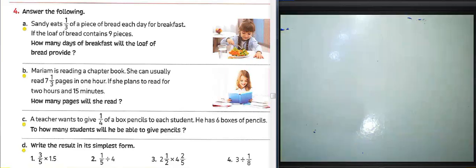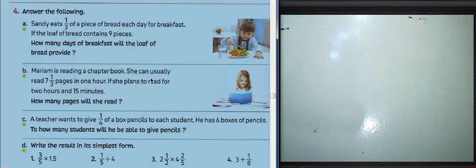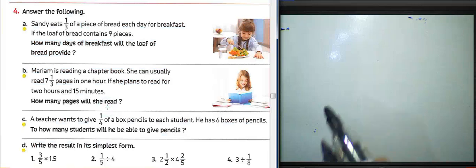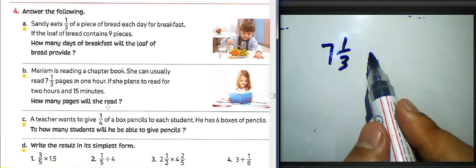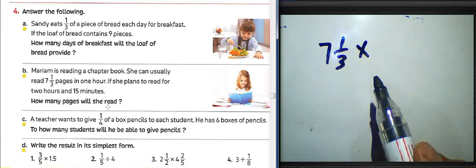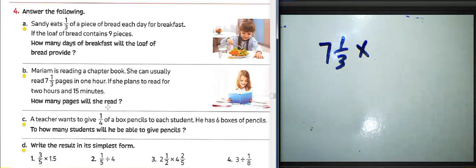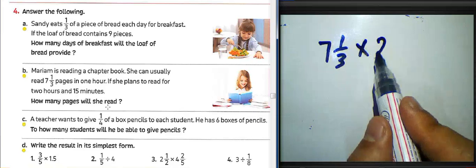Understood? Okay. Question letter B. Mariam is reading a chapter book. She can usually read 7 1/3 pages in 1 hour. If she plans to read for 2 hours and 15 minutes, how many pages will she read? Look at here. She reads 7 1/3 pages in 1 hour. She wants to count how many pages she will read in 2 hours and 15 minutes.